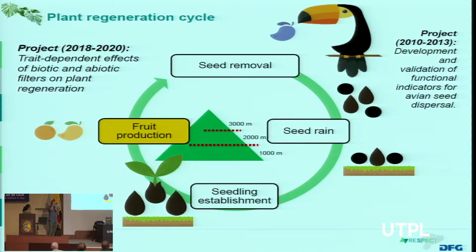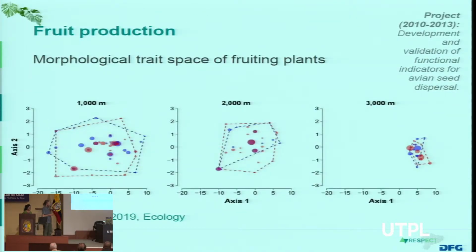So going from this side, when we do seedling establishment, we also have to move to fruit production, which sometimes is the first part which we work on, and in this case we want to also link to the previous project. So the morphological trait space of fruiting plants you can see here, and that it's decreasing. The axes are the plant traits like height or seed size, and you can see that they decrease with elevation.